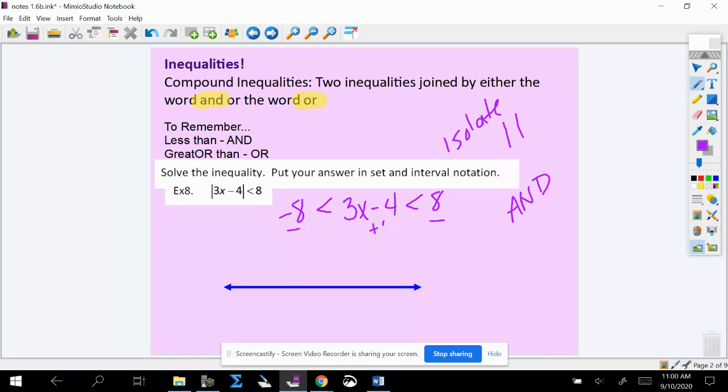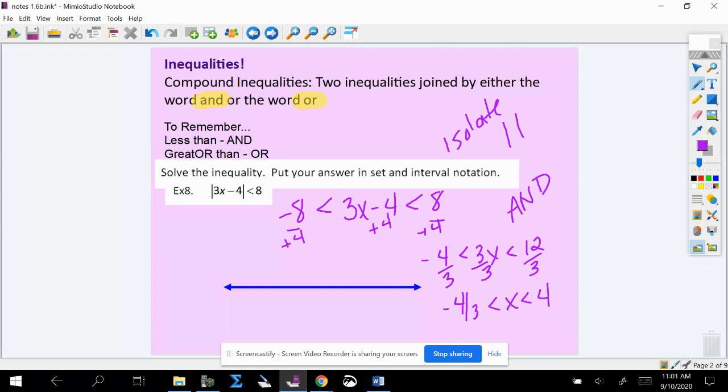To solve these, whatever I do in the middle, I'm going to do on all three parts. So I'm going to add 4 everywhere. So I get negative 4 is less than 3x is less than 8 plus 4, which is 12. And then I'm going to divide everything by 3. So negative 4 thirds is less than x is less than 4.